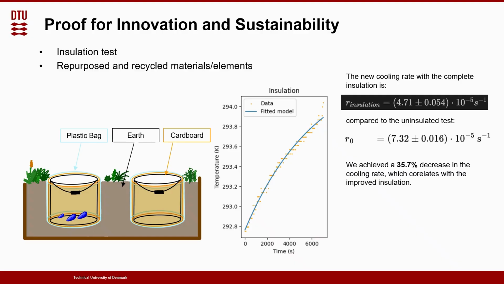Since the previous review meeting, we have improved our insulation. We added a layer of repurposed cardboard around the bucket and then a plastic foil to prevent the cardboard from becoming wet. We then ran the insulation test again and obtained an improved cooling rate with the new insulation, meaning that the test was successful.